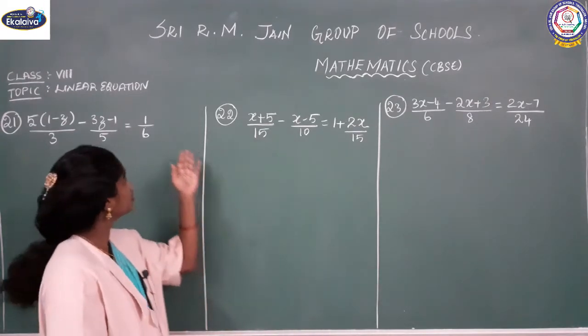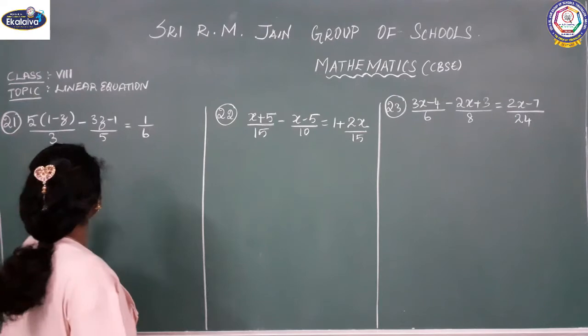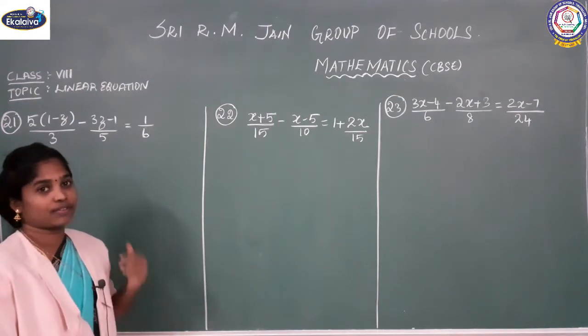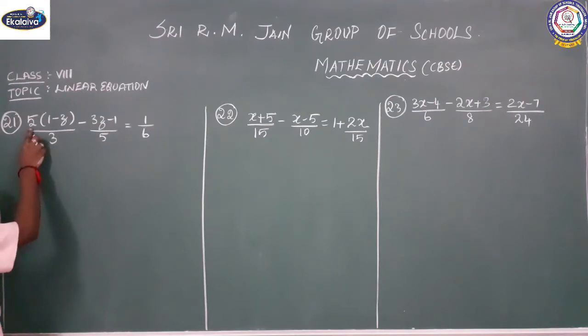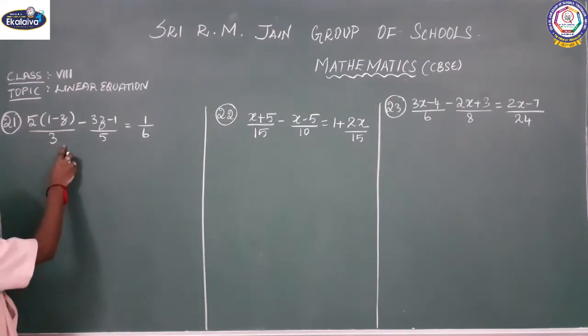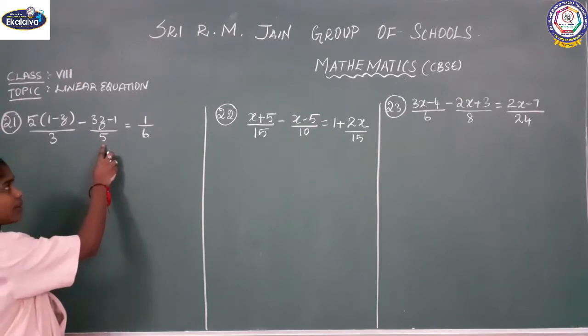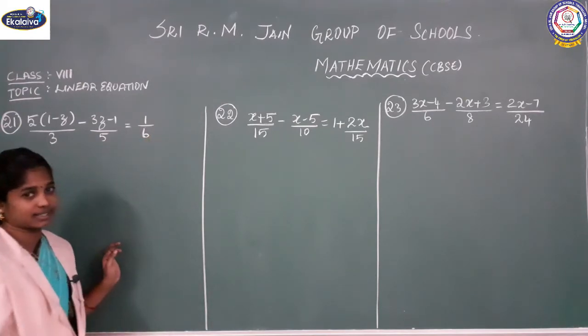Class 8, topic linear equation. Let us see the continuation of the 20th sum. Now let us see the 21st sum. 5 into (1 minus z by 3) minus (3z minus 1 by 5) is equal to 1 by 6.